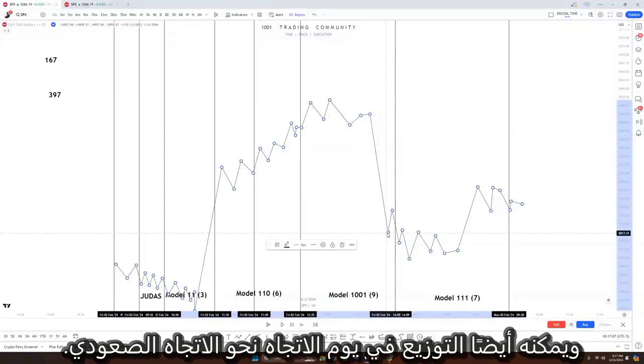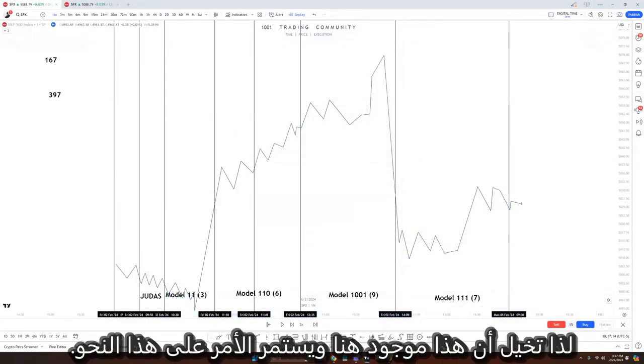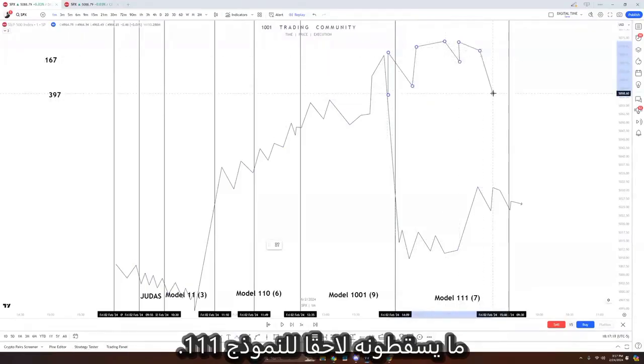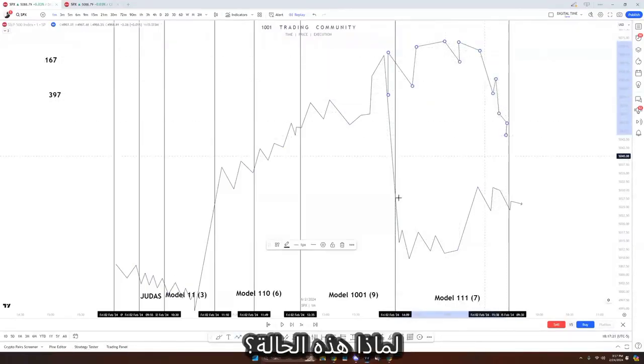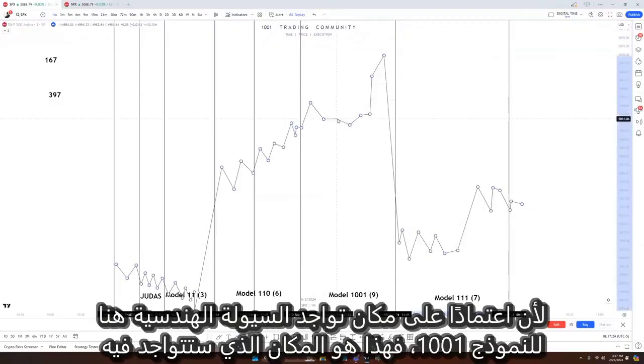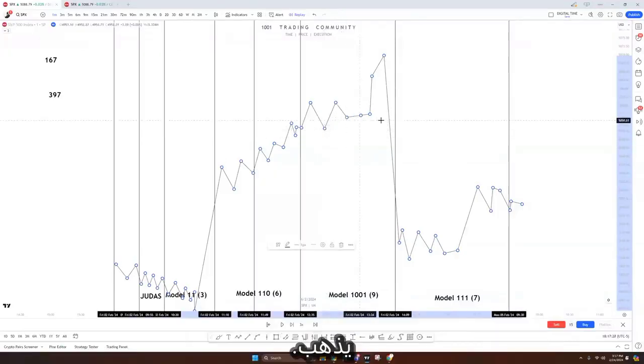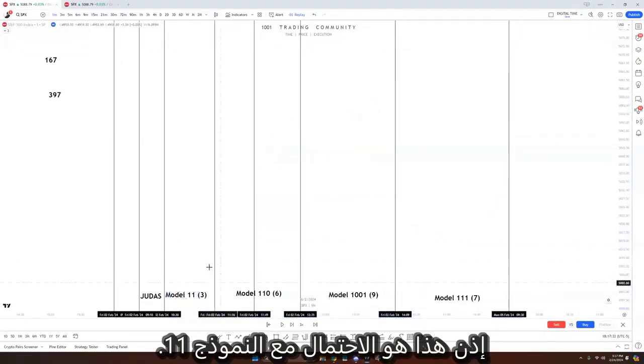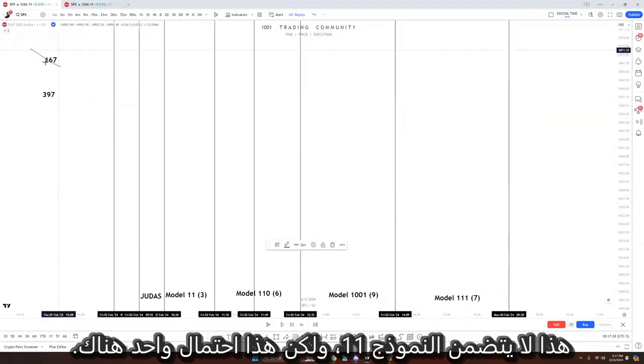It can also just distribute on a trend day towards the upside. So pretend this right here is up here, and it just continues with a drop later on for Model 111. Why is that the case? Because depending where the engineered liquidity is here for Model 1001, that's where it will go. Okay? So that's that possibility with Model 11. This one does not include Model 11, but that's one possibility there.